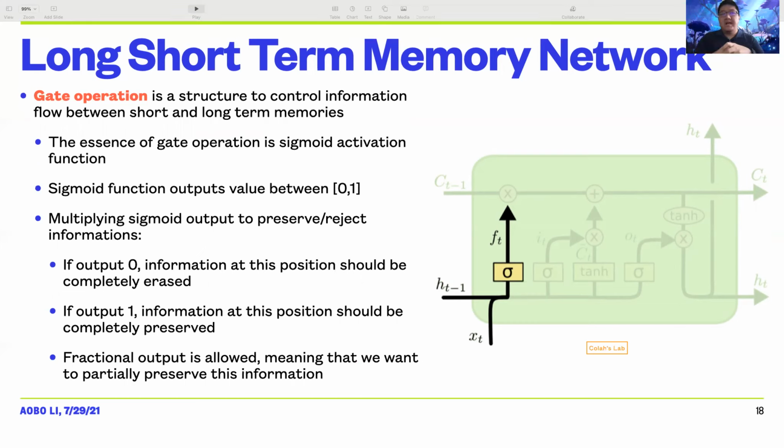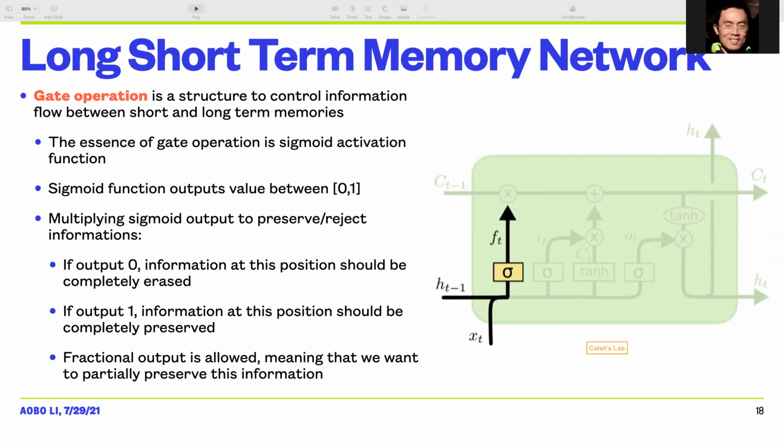So if you multiply sigmoid's outputs into a certain vector, then this will allow the sigmoid output to decide whether to preserve or reject information in this vector. For example, if the sigmoid output is 0, that means the information at this position should be completely erased. So whatever the original value is, it got reduced to 0. If the output is 1, it means the information at this position should be completely preserved.